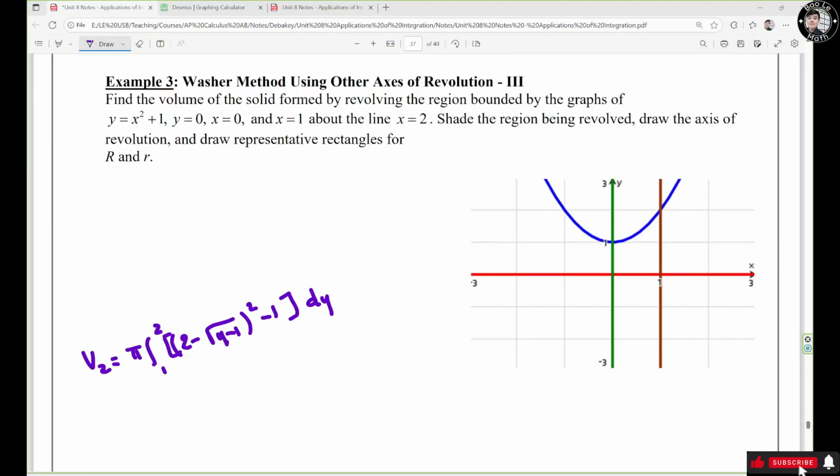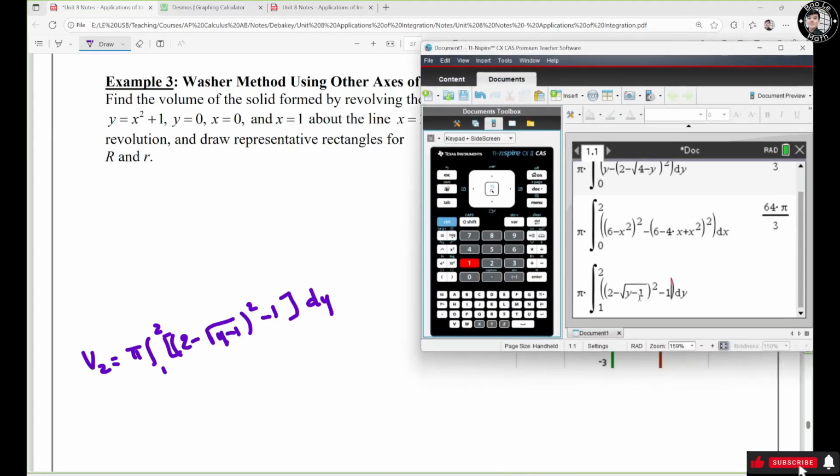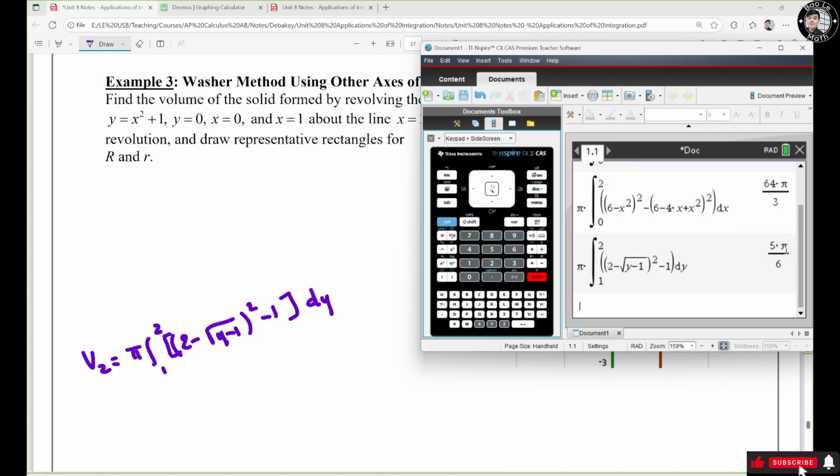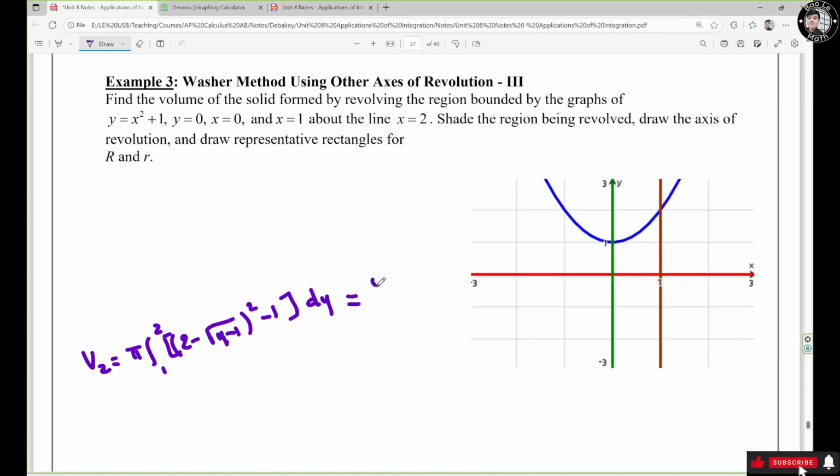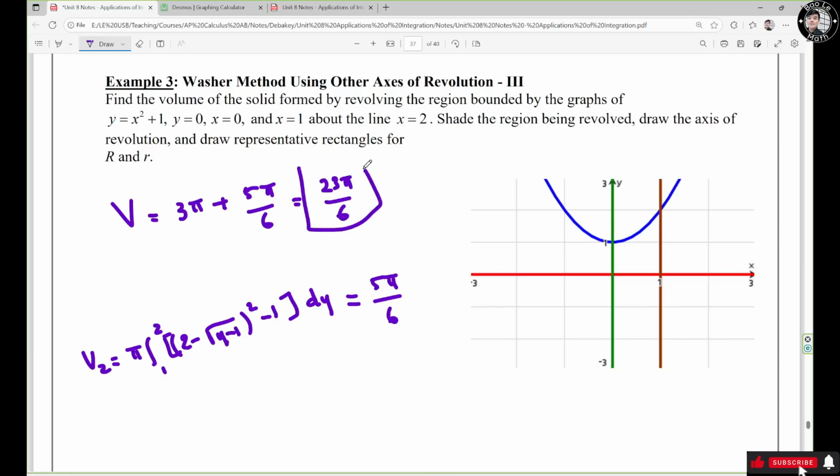Now you're going to bring up the calculator, enter the expression right here and then hit enter. The answer is 5 pi over 6. And then V equals V1 plus V2. V1 is 3 pi, and V2 is 5 pi over 6. So the answer is 23 pi over 6.